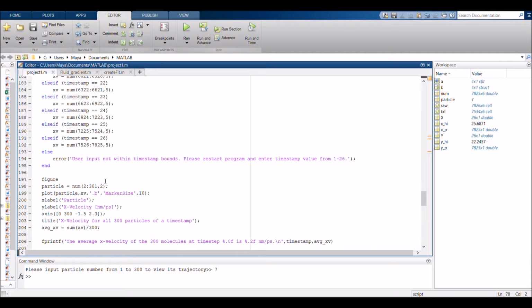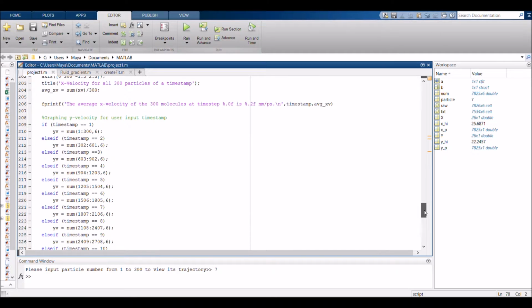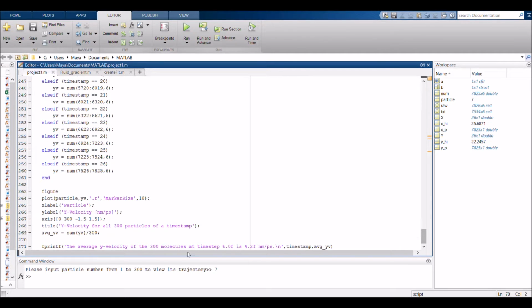We will then graph these on a graph for the x velocity of a given timestamp and print the value. And we will also find the average velocities. We will also continue to do the same for the y velocity and calculate the y velocity average and print it.